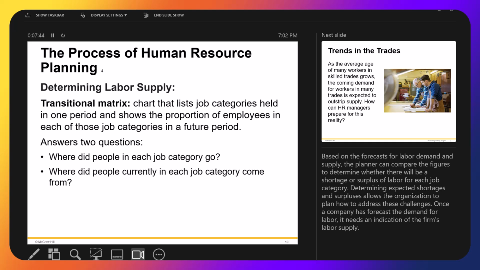So when you look at supply and demand, you're thinking about where did people go from that job category? Do they promote up? Do they promote out? Or do they burn out? And where do the people currently come from? Where are you getting them? Are they coming primarily from external hires or what? These are questions you want to know the answers to, and this is going to be very important in helping you when it comes to forecasting.